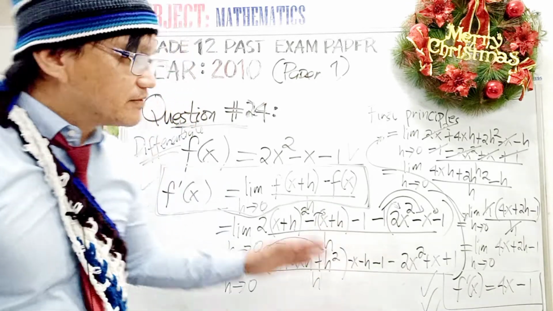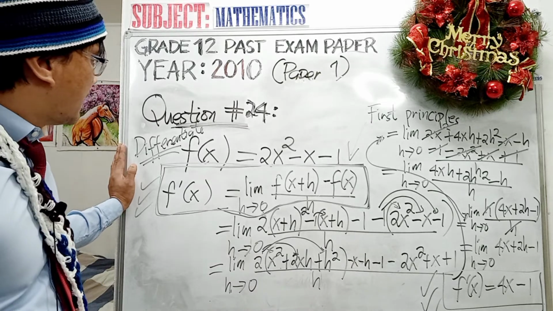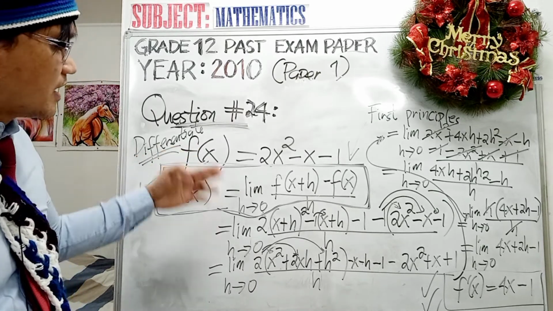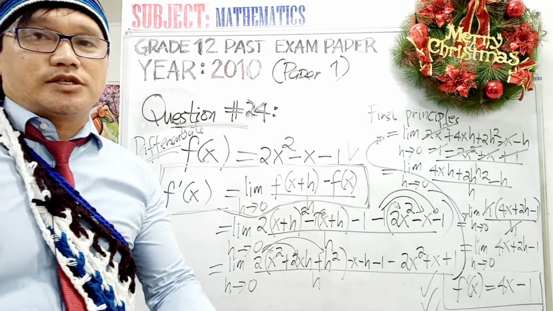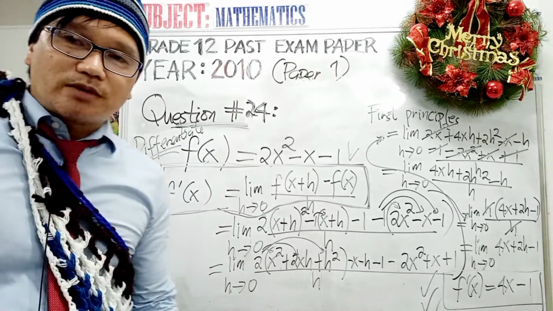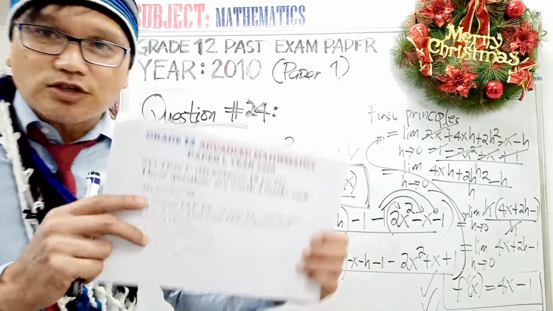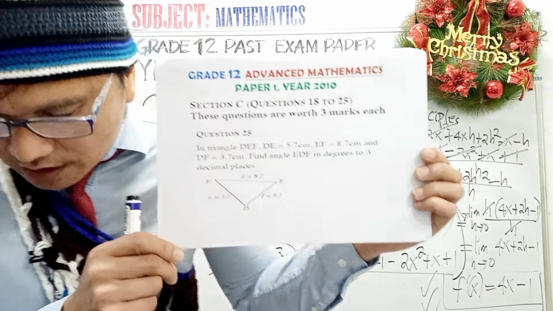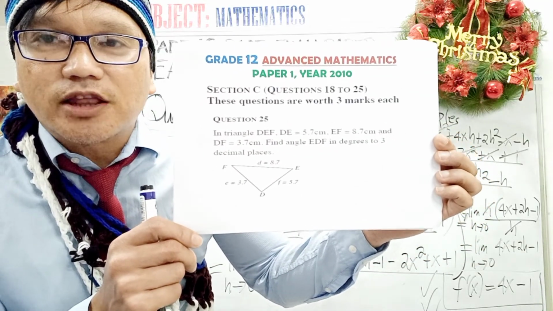We have just presented question number 24 on differentiating the given functions, using or from the first principles. And the question number 25, let's now proceed to question number 25. This is question number 25, the last question of paper 1, and it is worth 3 marks.